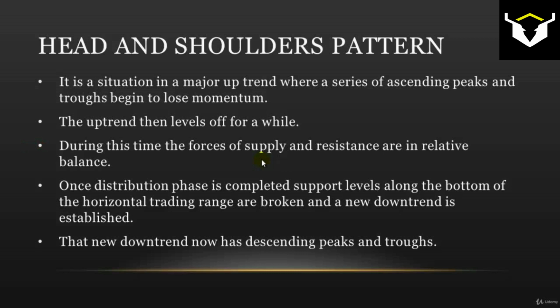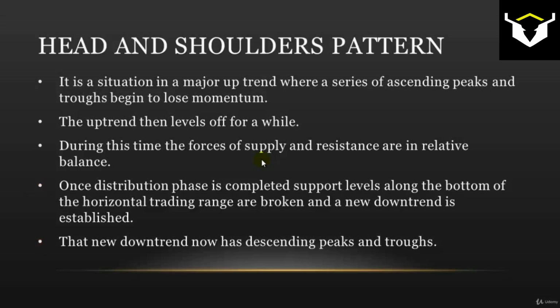when prices were moving up, demand was greater than supply. Now that the prices are moving sideways, it means demand and supply are balanced. Once the distribution phase is complete, support levels along the bottom of the horizontal trading range are broken and a new downtrend is established. That new downtrend now has descending peaks and troughs.